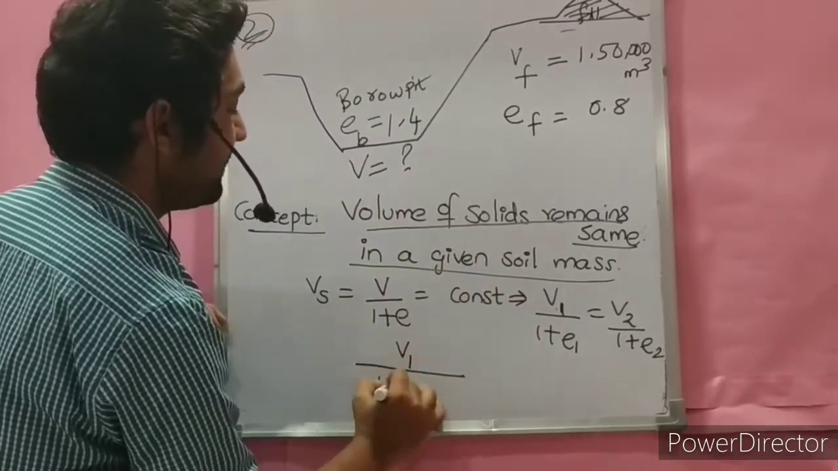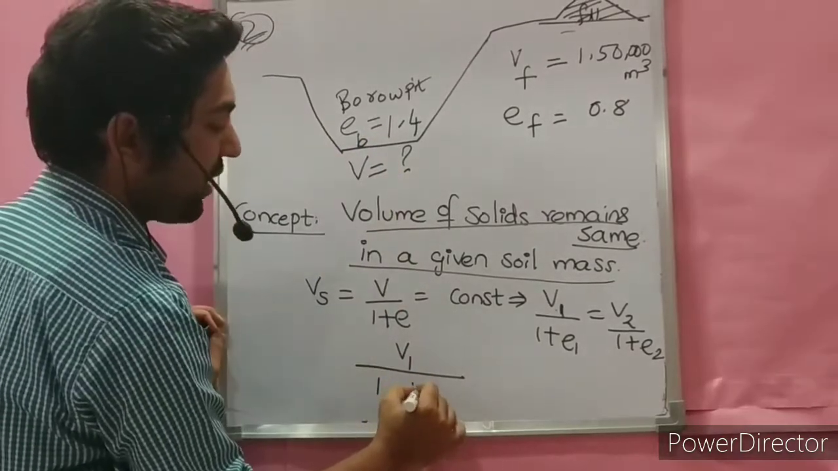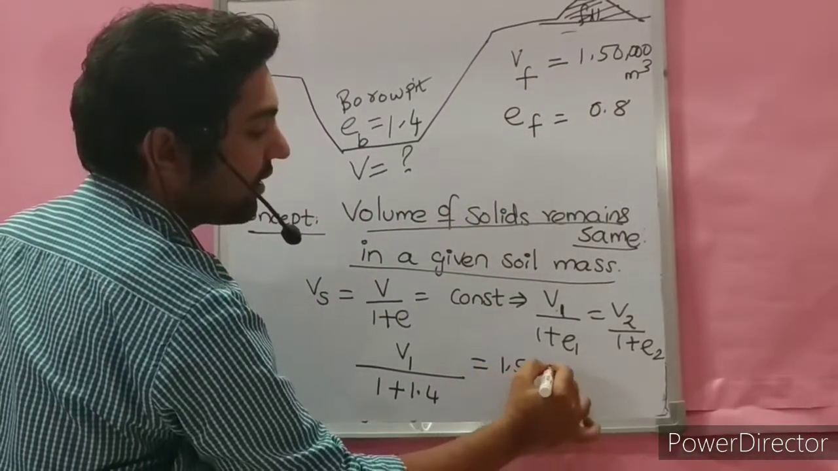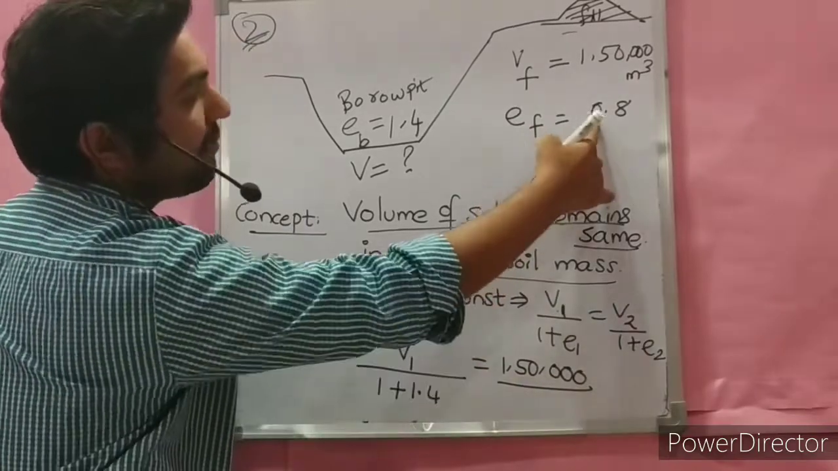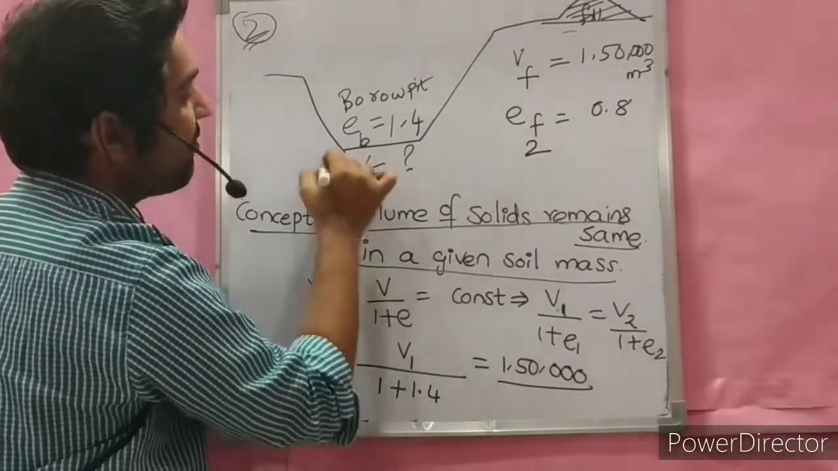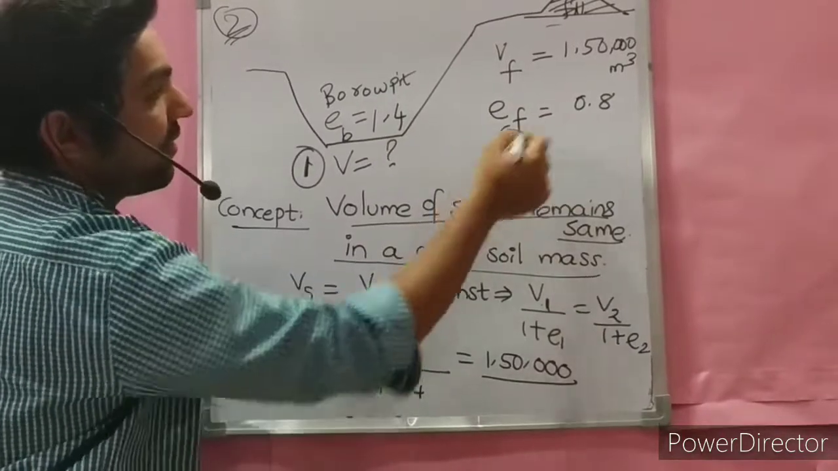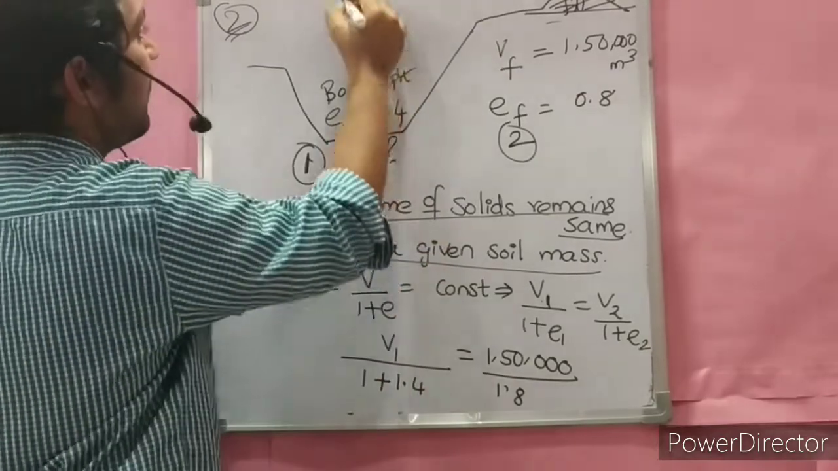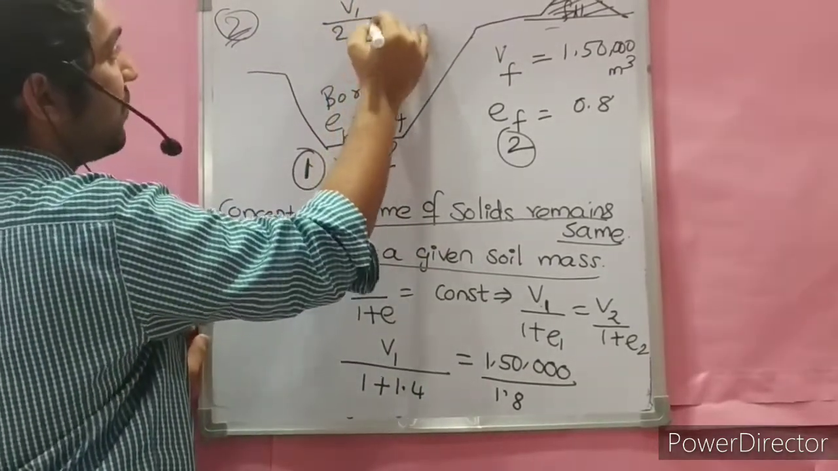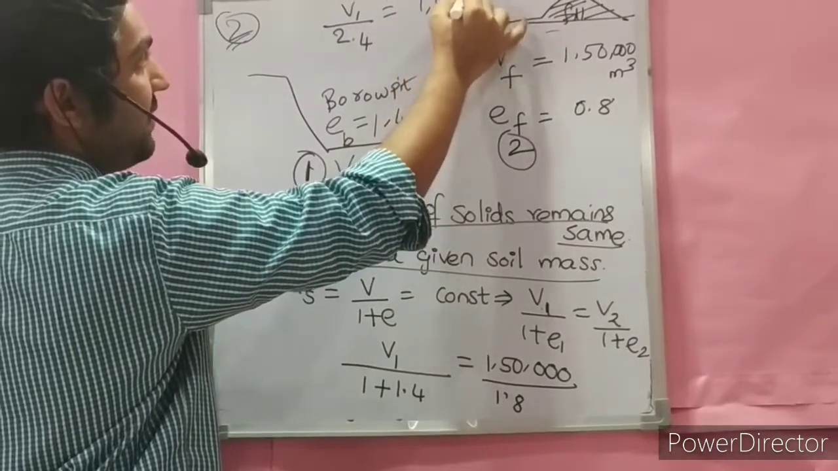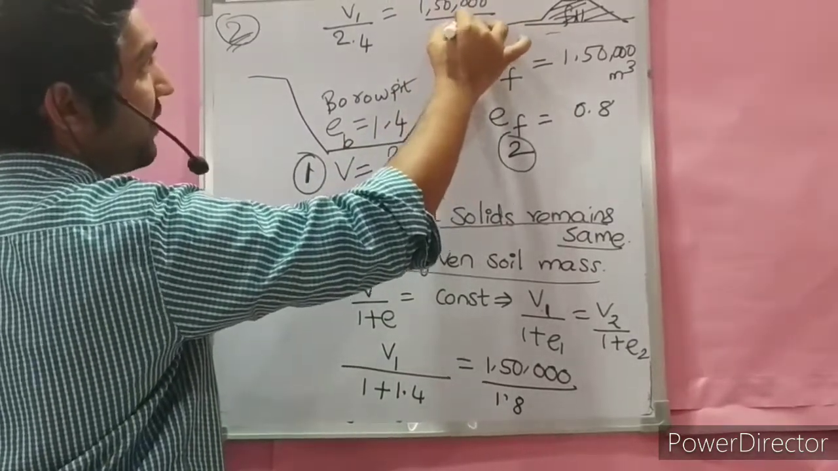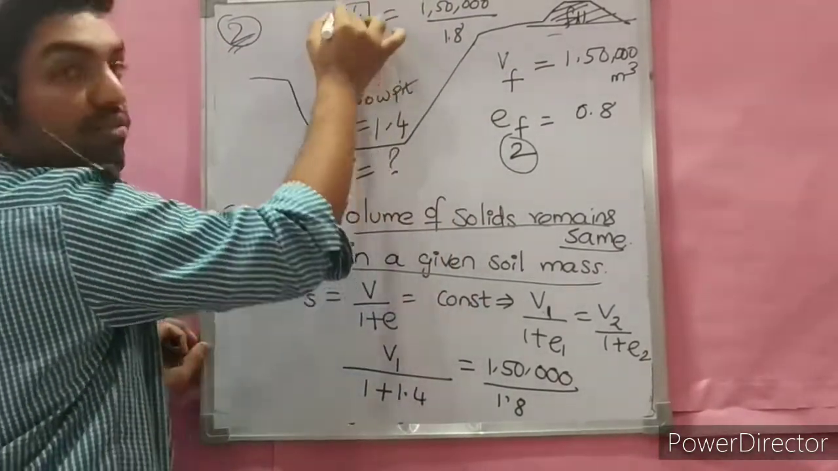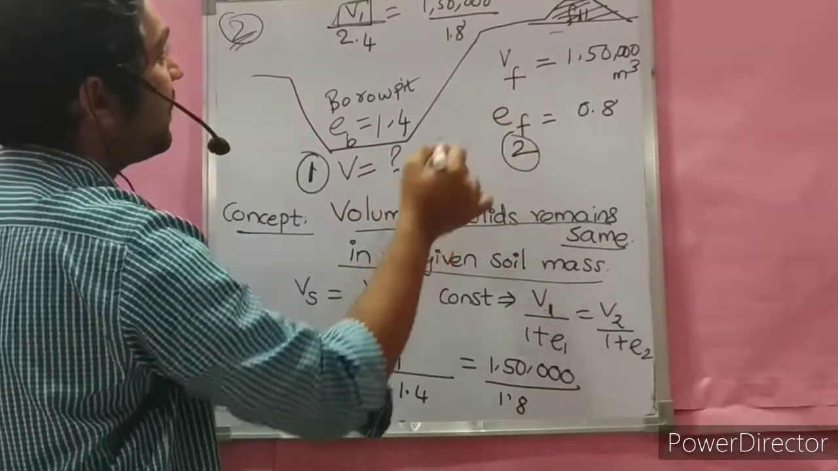V1 is the borrow pit, and you are asked to find V1. V1 by 1 plus e1, e1 meaning borrow pit, 1.4, is equal to V2, fill volume 1,50,000, divided by 1 plus e2. 1 plus 0.8 is 1.8. On solving, V1 by 2.4 is equal to 1,50,000 divided by 1.8. On multiplication you get the answer as 2 lakh cubic meter.